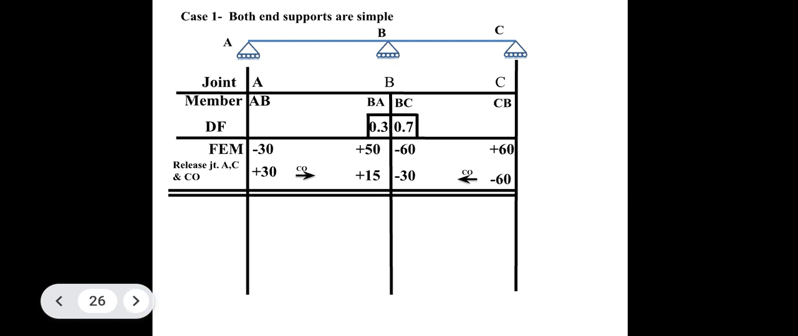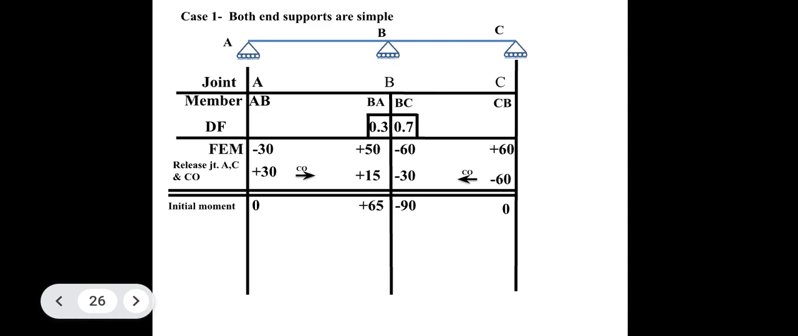Now after carrying over this moment, we are supposed to calculate the initial moment. As we know, moment at A is 0 and moment at C is 0, but at B the addition of 50 and 15, that is plus 65, and minus 60 minus 30 is minus 90. Now if you observe joint B, on one side there is a moment of 65 and on the other 90, which are not equal in magnitude. Therefore this joint is called an unbalanced joint.